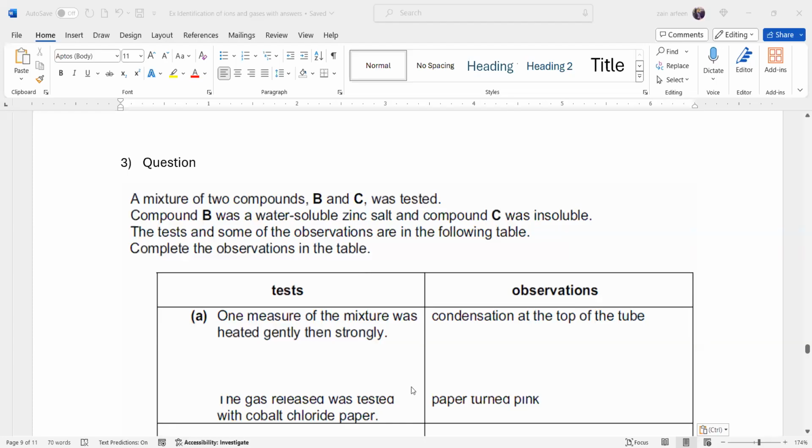So we have two compounds. One is B, another one is C. Compound B is a zinc salt and compound C is insoluble. So it's similar to the question one we did.